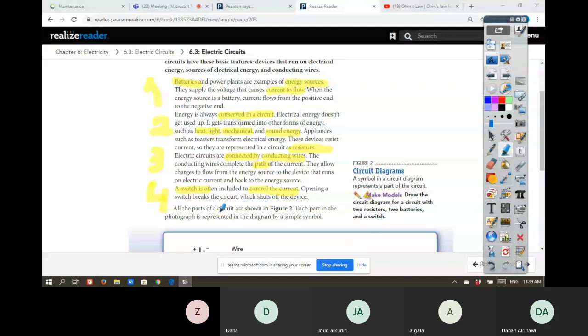So to make an electric circuit, we need four important things: the energy source, the resistor or the device, the appliances, and number three is the conductor, the road where the electric charge will flow, and optionally to use the switch that makes the current flow or stop flowing.